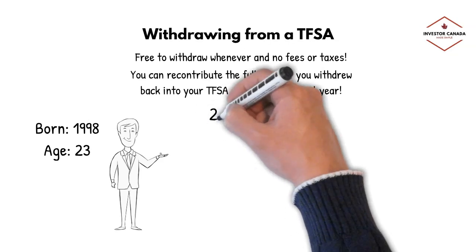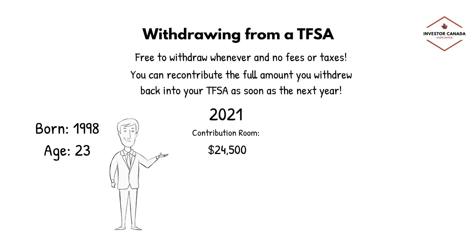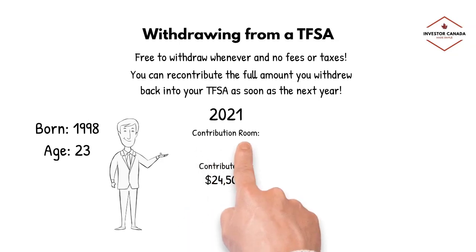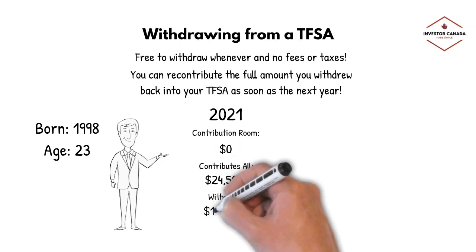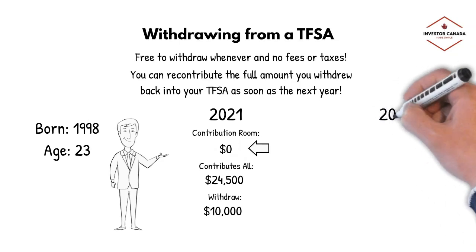Let's look at our 23-year-old who has a total contribution room of $24,500 left in their available contribution room this year in 2021. If this 23-year-old contributes all of the $24,500 available to them, then their contribution room for the remainder of 2021 would go down to $0. Now let's say you need money for a car or a major purchase and you withdrew $10,000. Your contribution room for 2021 stays at $0 and you cannot recontribute that money until the next calendar year.